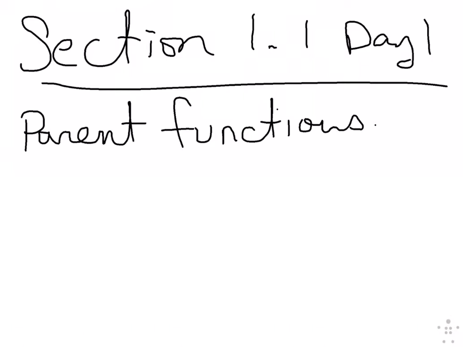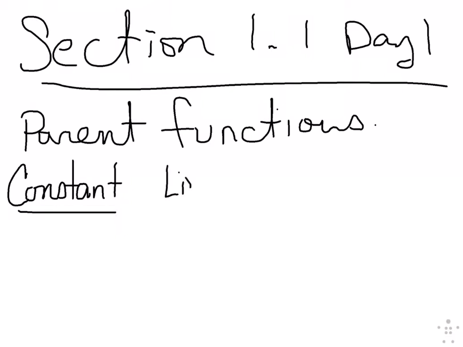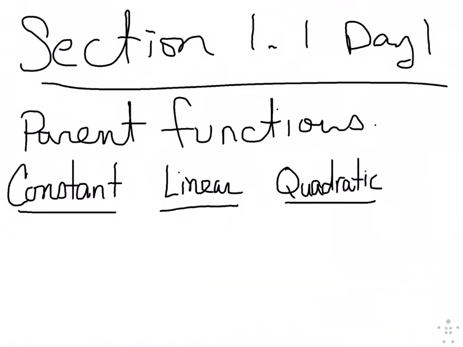The 4 parent ones that you guys are going to have today, the first one is called constant. Then you have linear. Quadratic. Oops, can't spell. And the last one's absolute value. So those are the 4 that we're going to work with.